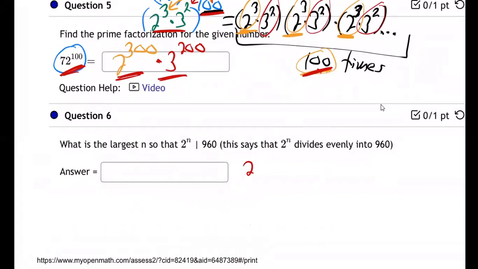Think about it this way, like 2 to the n into. Think about that straight line. Just turn it into long division. It'll make more sense. That's what that straight line really means. It means long division. 2 to the n divides evenly into 960. Largest n. They want me to find the biggest power on n to go into 960.